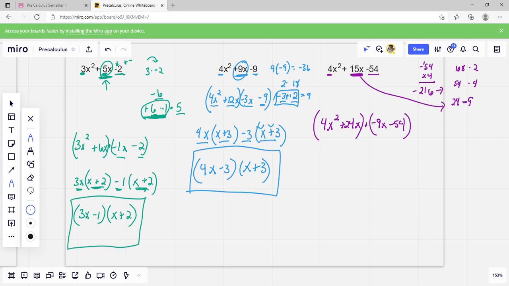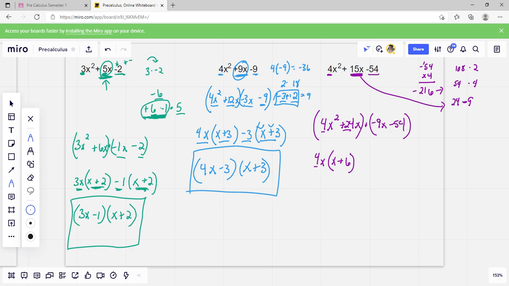All right, so from this one, my 4 and my 24, I could pull 4, because they're both divisible by 4. And my x squared and my x, I could pull an x. Let's see what I have left. First one, I just have an x left. How many 4s are in 24? Well, 6 times 4 is 24, so that would be plus 6.